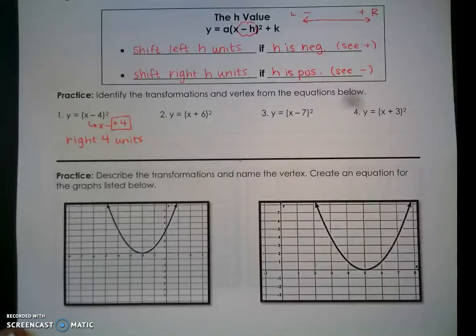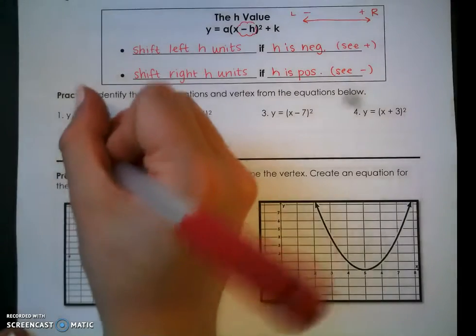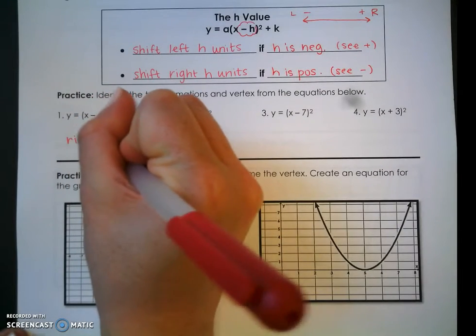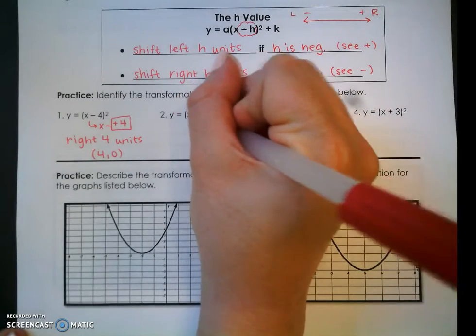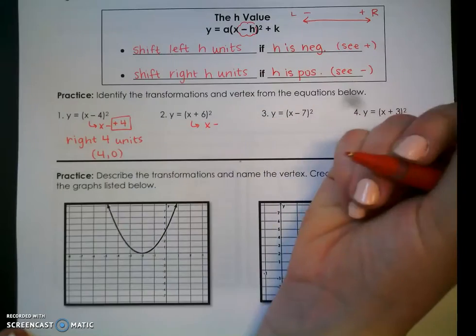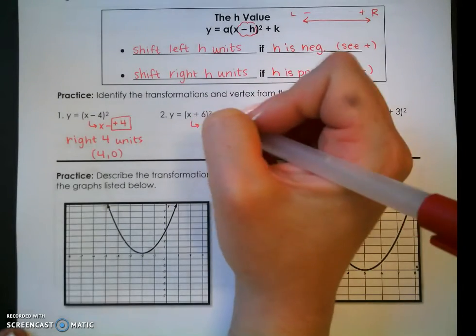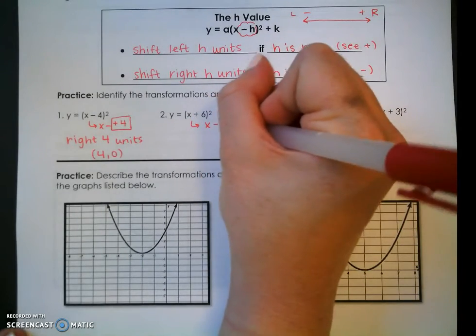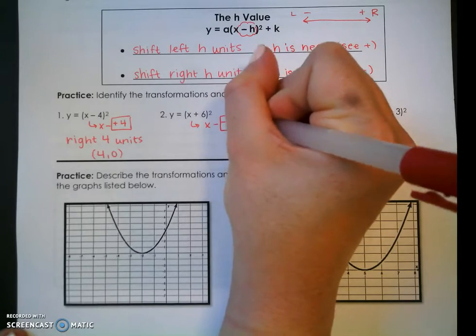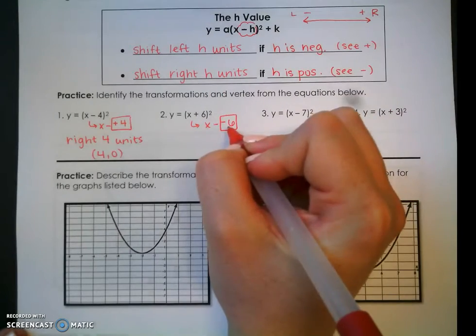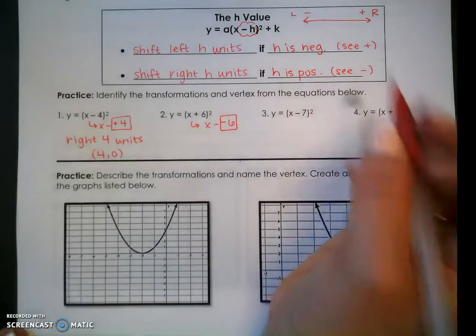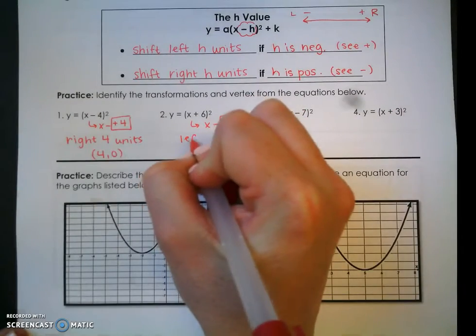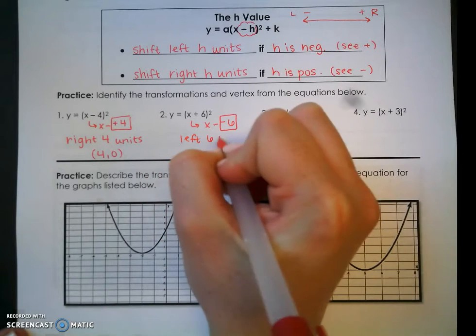Again, the vertex is starting at 0, 0. We're going left and right, so our vertex this time would end up at 4, 0. Then on this one we have plus 6, but we always want to think in terms of subtraction. So adding is the same thing as subtracting a negative. So that's how we know that it's negative here. Anytime you see addition, you need to think that's subtracting a negative. So this is telling me that we would go left 6.